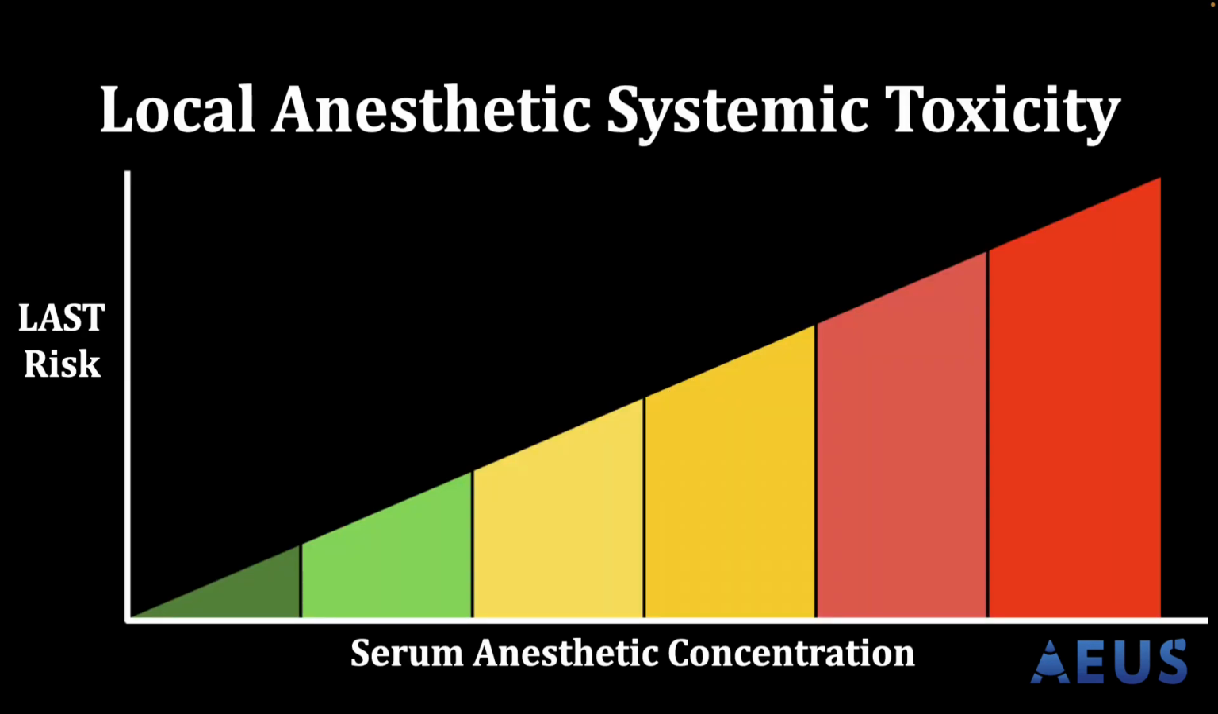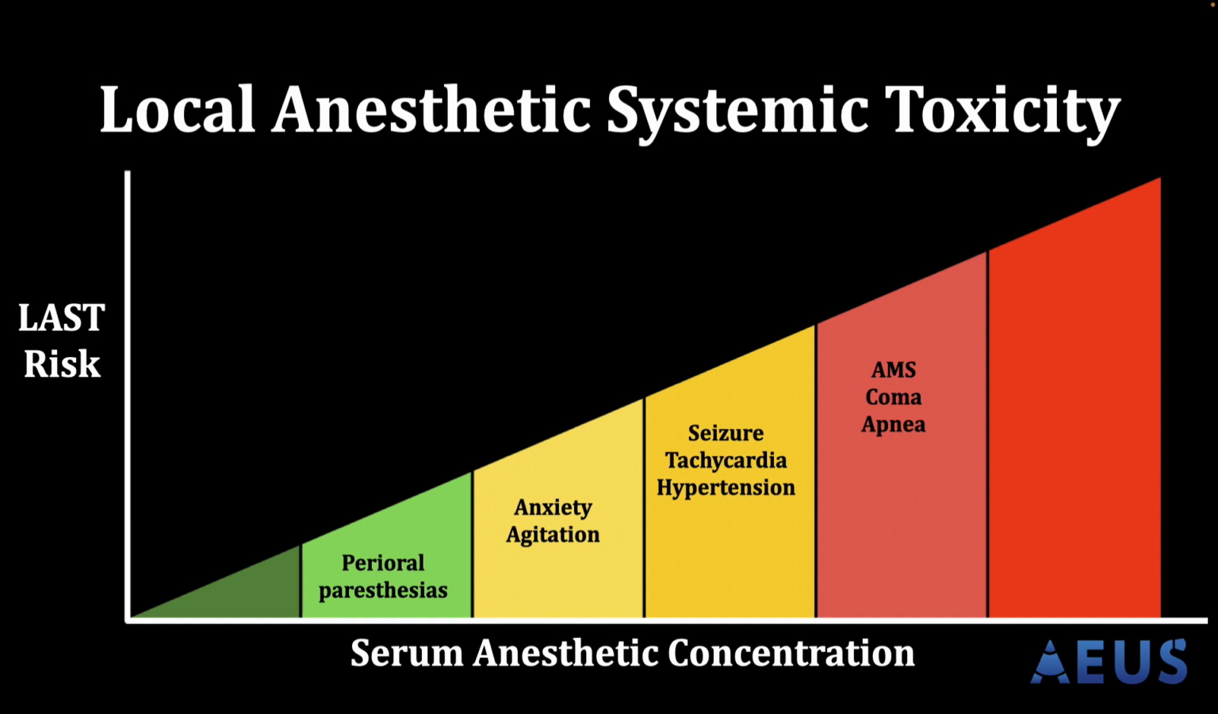Local anesthetic systemic toxicity, or LAST, results from multiple mechanisms, with sodium channel blockade as the primary mechanism. The risk is highest when a nerve block infiltration dose is accidentally given intravascularly, but it can also occur if too high a dose is given and is slowly absorbed into the serum. Generally, LAST proceeds from nonspecific symptoms such as perioral paresthesias, anxiety and agitation, to CNS excitation with seizures and tachycardia and hypertension, to altered mental status, coma, and ultimately to dysrhythmias and cardiac arrest. LAST can also skip steps and can initially present with severe symptoms as well.